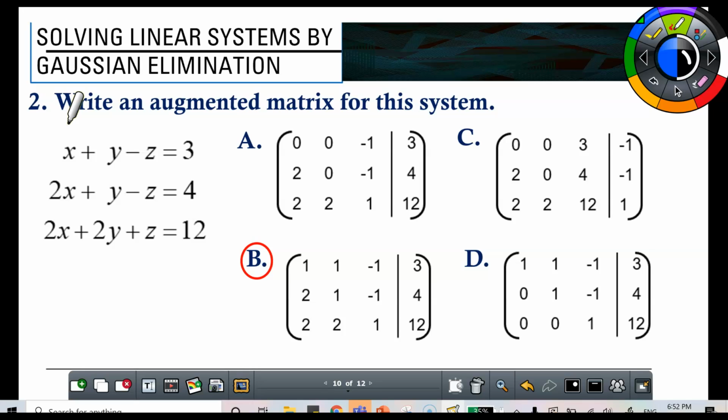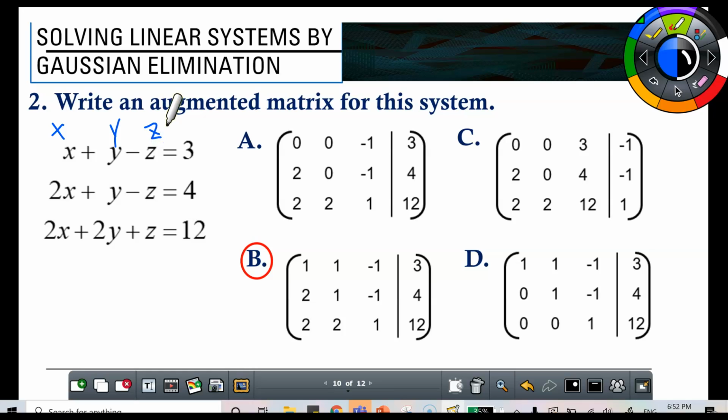Write the augmented matrix. Okay. Again, check each of the columns. First column X, no problem. Second column Y, no problem. Last column Z, no problem. So we don't need to switch any place.